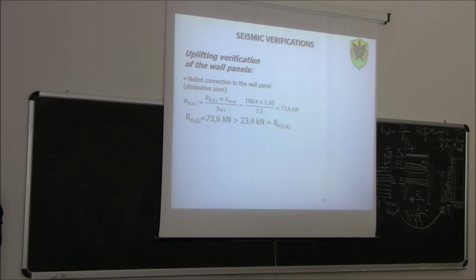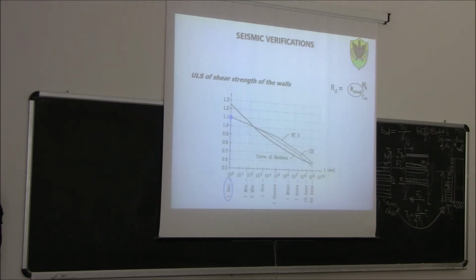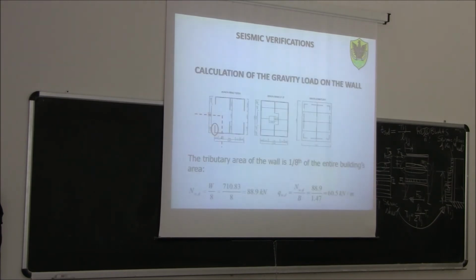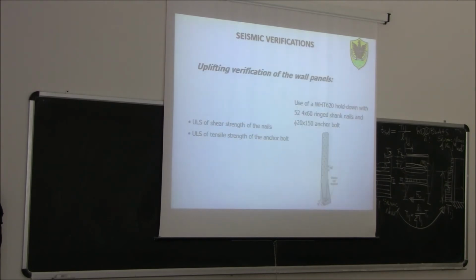So 73.6 kilonewton is the strength capacity of the hold down in this condition. This one should be greater than the strength demand. The strength demand is the value that we calculated before. Strength demand is this one, 23.4 kilonewton. Okay, so we check.